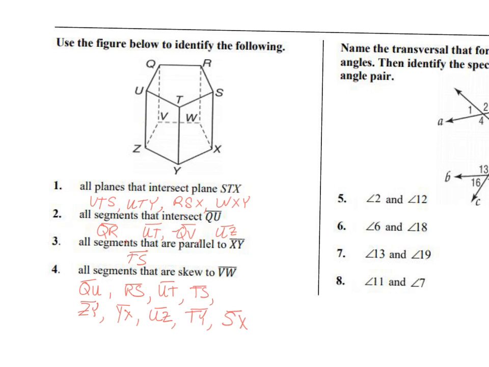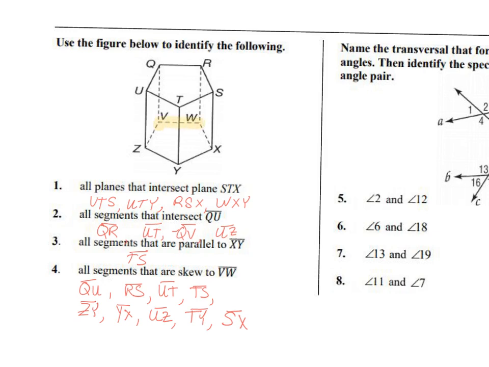Number 3 is all segments that are parallel to XY. So if we look at this, then parallel to it, right there. And then skew to VW. So if we look at skew, you can see we have lots of different choices here. VW would be right here.